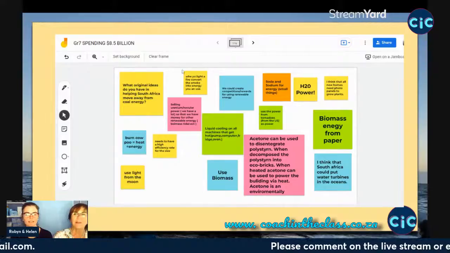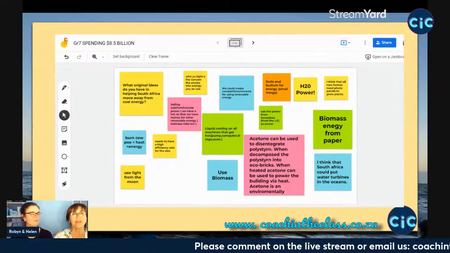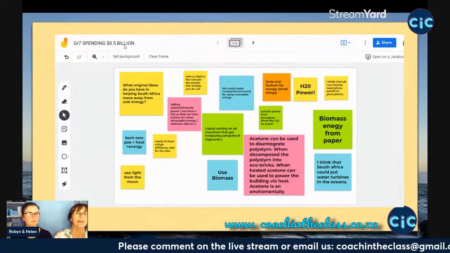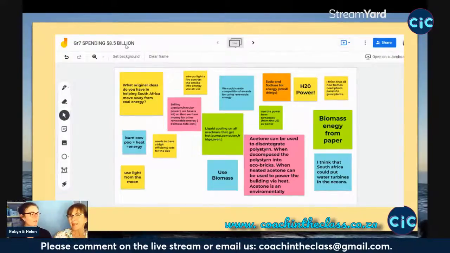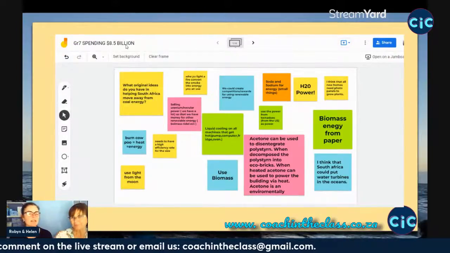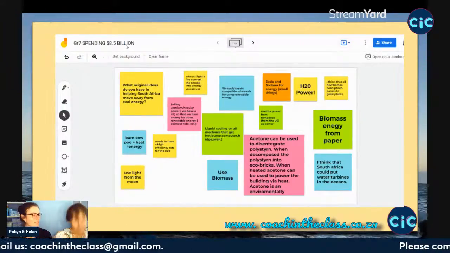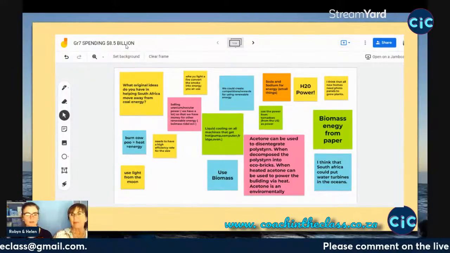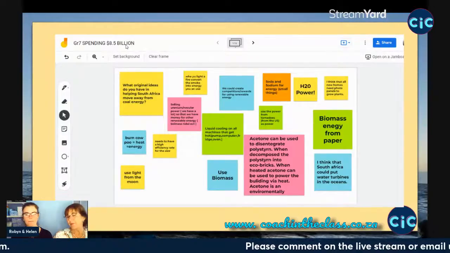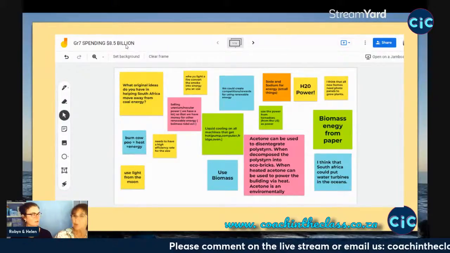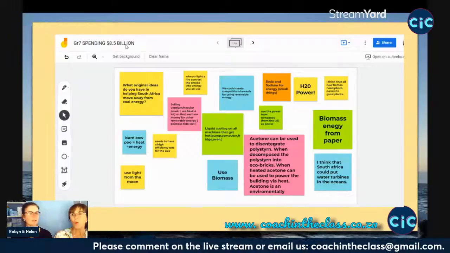So this was an open-ended brainstorm using how are we going to spend the 8.5 billion that COP28 gave South Africans? And you can see there are so many ideas here. You'd never be able to hear all these ideas in the classroom, but you're getting them, and we can read them all. And of course, if it's on a Google Classroom, my kids can go home and continue to add from home or read them at home.